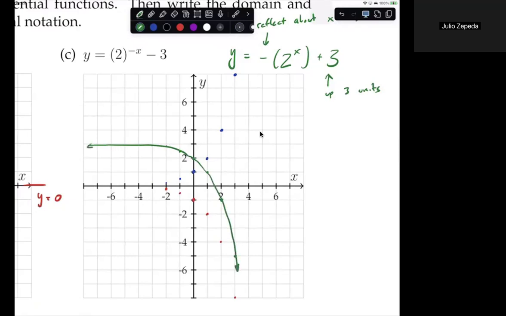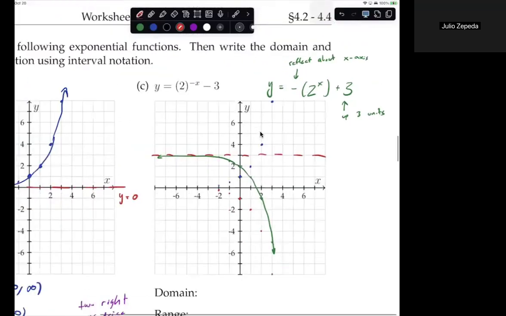Notice how quickly I did that. If you know the parent function well, and you know function transformations, boom. Takes just a matter of seconds. No calculations were needed really there. And I've got the whole graph, very accurately graphed.